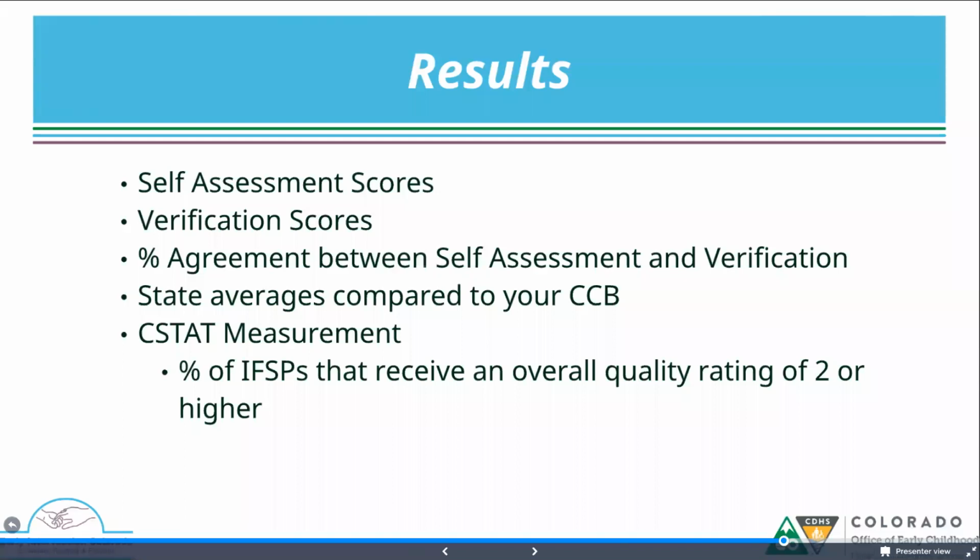Okay, so for results, we'll be sending you self-assessment scores and verification scores, and then the percent agreement between the two, which will show us if you and the state team are using the tool and getting similar ratings. And then we'll also send you state averages to compare to your CCB averages. And we'll send you our CSAT measurement that we're reporting, which is the percentage of IFSPs that receive an overall quality rating of 2 or higher.